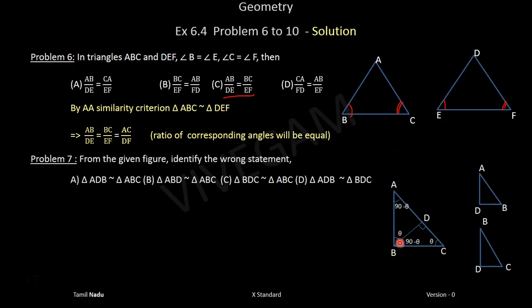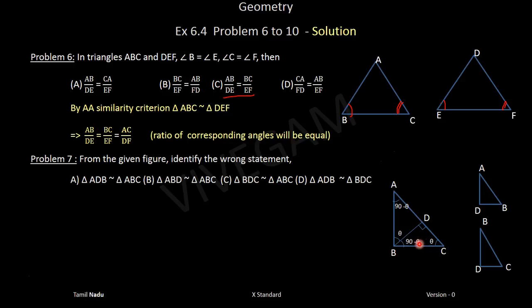So if this is theta, this must be 90 minus theta. Now, next step. Let's take angle ABD. Actually we should not take theta, we have to find this, because this is 90 minus theta and this is 90 degrees, that is angle ADB is 90. So the sum of these two is basically 90 minus theta plus 90, so you'll get 180 minus theta. But you know the triangle sum has to be 180 degrees. So this has to be plus theta. Therefore, angle ABD is theta.